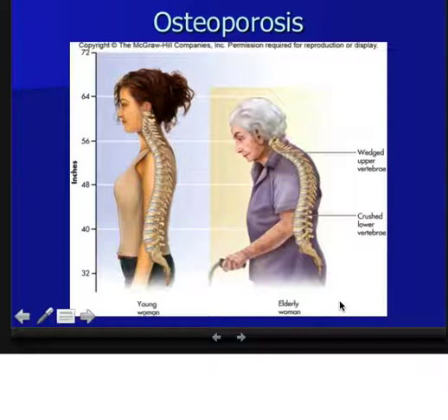And here you can see an example of a young and an elderly woman who is suffering kyphosis as a result of osteoporosis in the vertebral column. So what you do is you lose height, you lose bone density, and you're prone to bone fractures.